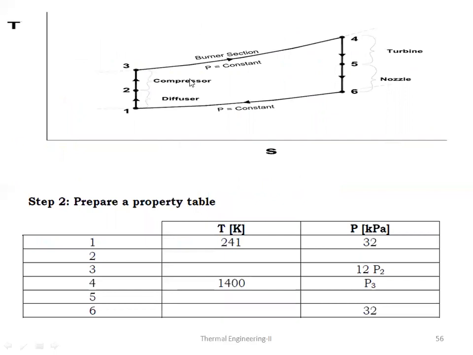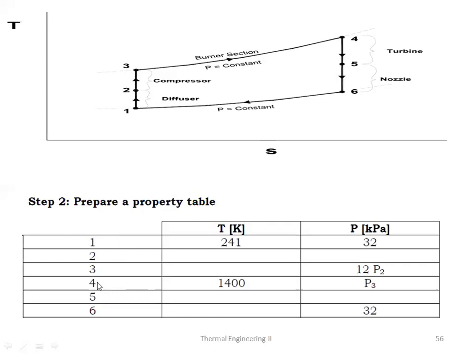So here, tabulate the given values. At point 1 to 2 is the diffuser process, and in the diffuser, the air enters into the turbojet engine and is compressed isentropically. And 2 to 3 is happening in the compressor. Again, the air is compressed from the temperature T2 to T3, and the pressure rises from 2 to 3, and upon that, the air is compressed.